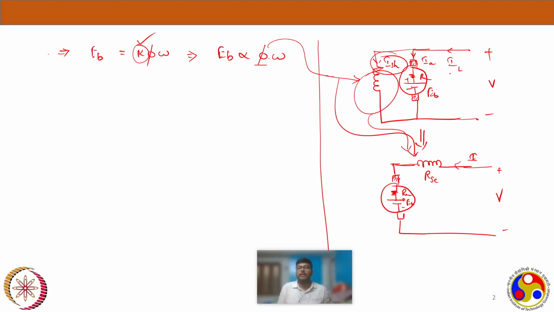If you see here, inside the shunt motor, the current division takes place along the shunt winding as well as the armature winding. Let's say IL is the line current, then the total IL current is divided into armature current and shunt current. This is the relation in a DC shunt motor.